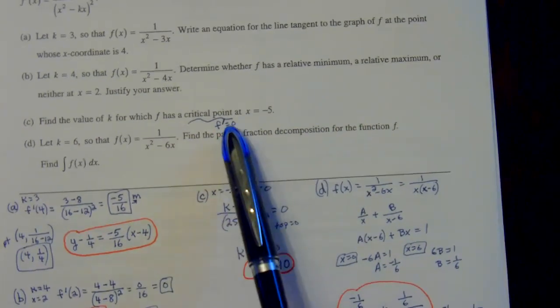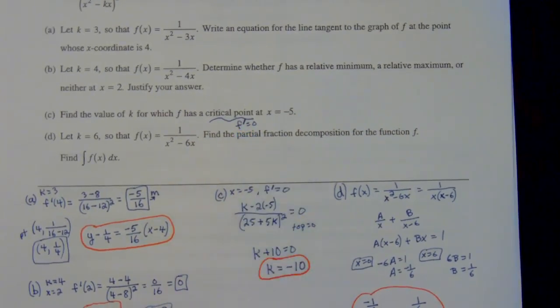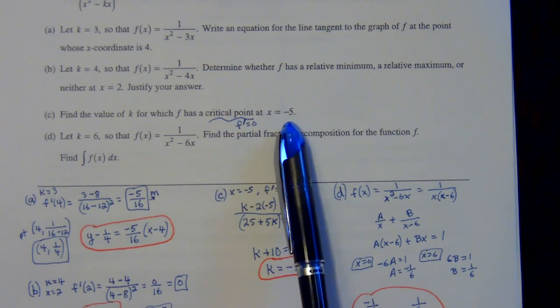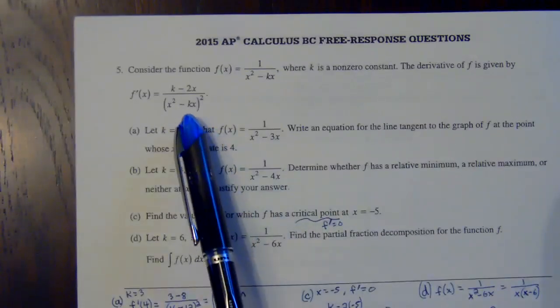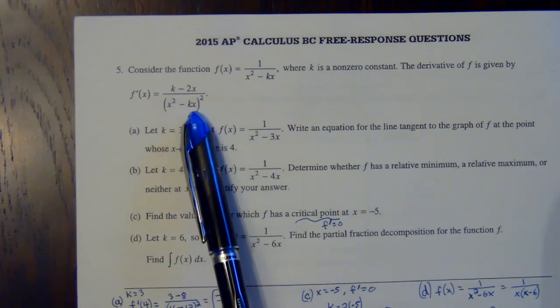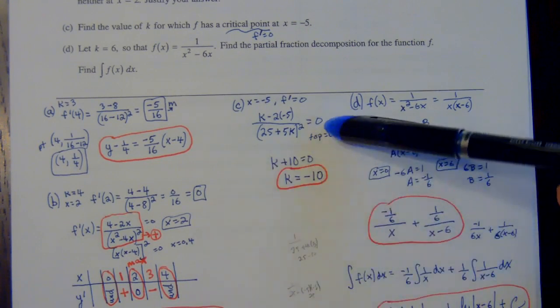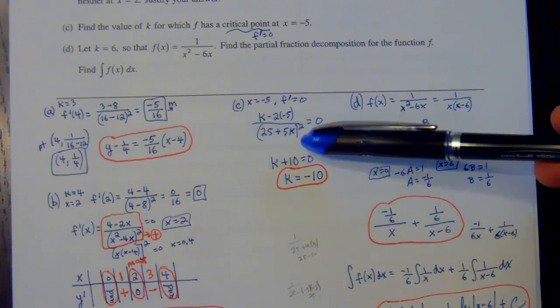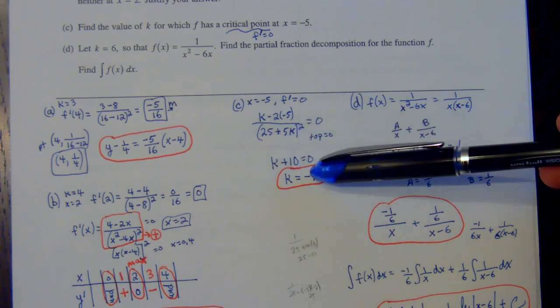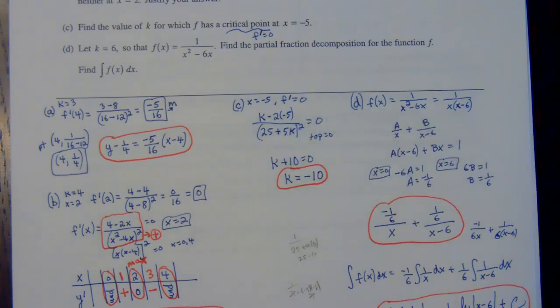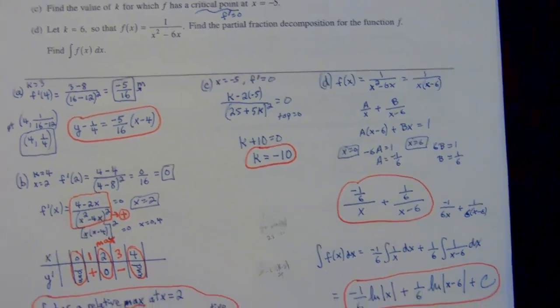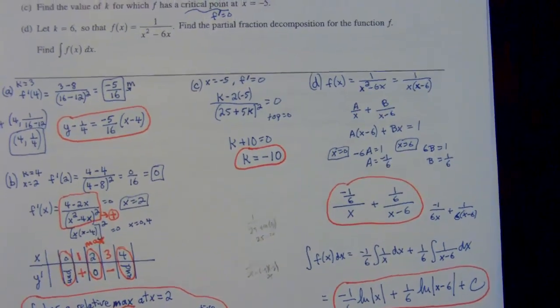Letter C says critical point. What we know a critical point is, is a point where the derivative is equal to 0. That's it. Now for max and min, the derivative has to change sign, but a critical point is where the derivative is equal to 0. And so it gives us x equals -5. So all I'm going to do is take -5, plug it into that first derivative for the x's, and that gives me an equation with the k's, and I set that equal to 0. And then we know a fraction is equal to 0 where the top is equal to 0, and that's why I'm just setting that top part equal to 0. That's letter C.